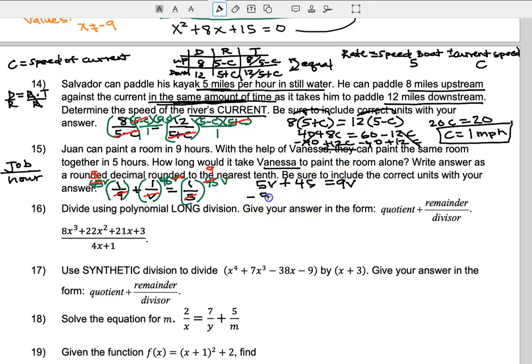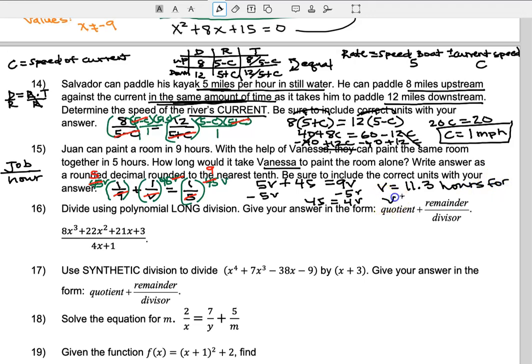So let's subtract the 5v over. So I have 45 equals 4v, and then I just need to divide both sides by this, and also notice it says round to the nearest tenth. So we're not going to leave it as a fraction. We're going to do 45 divided by 4, it's 11.25, but if we round it to the nearest tenth, that's going to be v equals 11.3 hours.